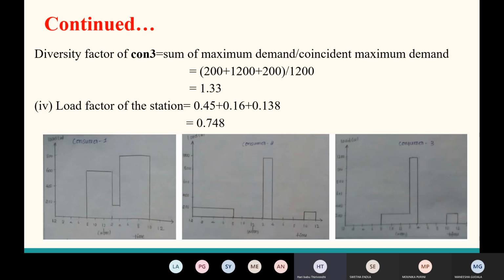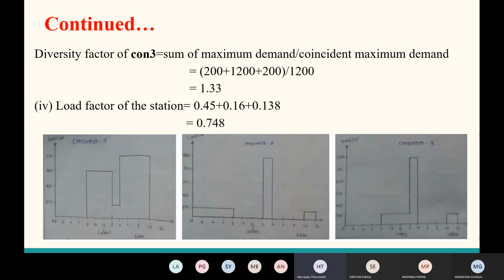Take a table with 3 columns. Heading of first column is feeder number, heading of second column is demand, heading of third column is power factor. In the feeder number column, write 1, 2, 3, 4. 4 rows are there.